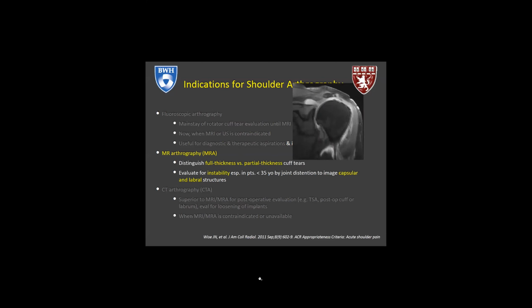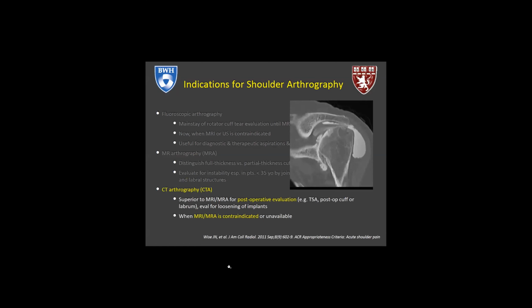So MR arthrography is helpful for distinguishing full thickness versus partial thickness cuff tears, which can sometimes be tough without contrast at routine MR, due to the fact that sometimes the fibers are pressed up against each other, and distension of the joint allows the contrast to imbibe in those areas. And it's also good for primary evaluation of the capsular and labral structures to look for labral pathology in the setting of instability, especially in young patients and elite athletes, where contrast will be imbibed in those labral tears.